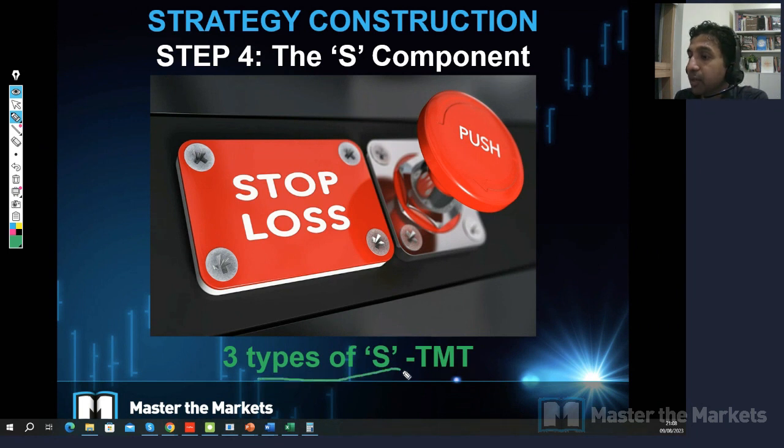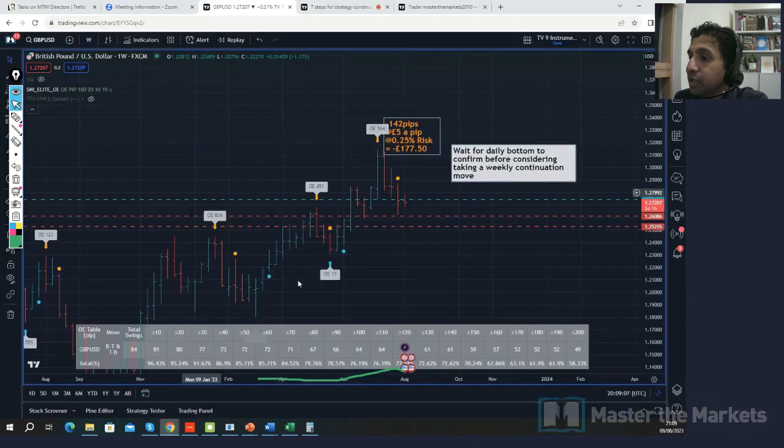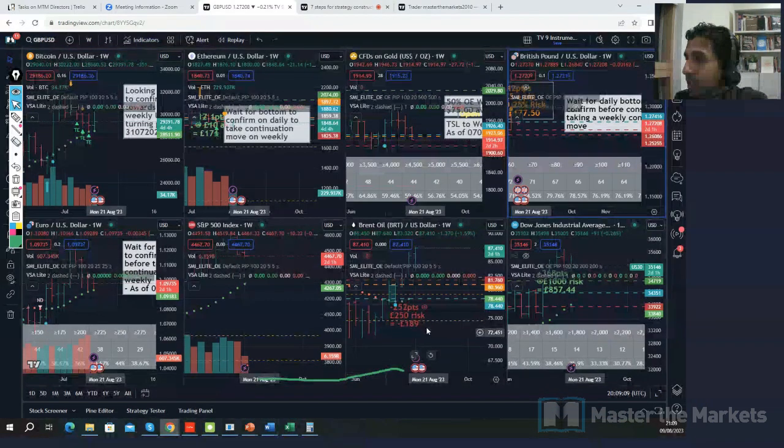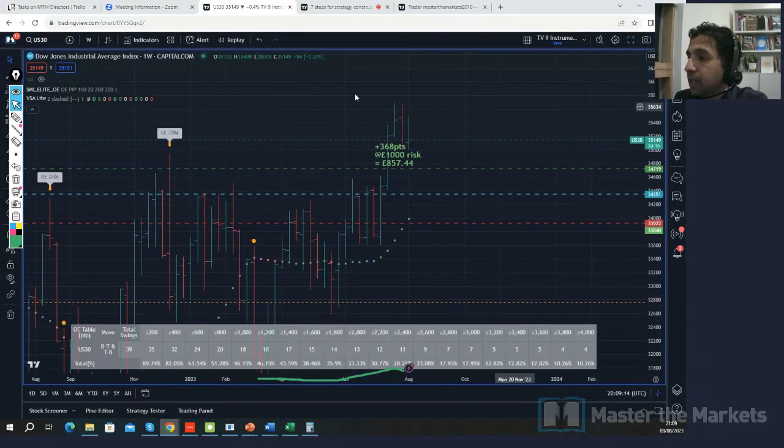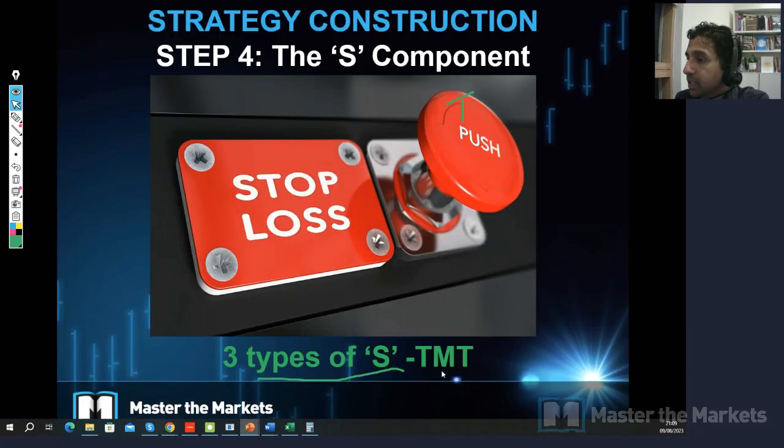First of all, before you think about placing it anywhere, let's take a look at the three types of stop loss. The first type of stop loss, traders, let me go back to the charts again. The three types of stop loss, even if I take a Dow Jones as well, what we can be taking a look at is, one is the T, right? Which is what I spoke about over here. What is the TMT? What does the TMT stand for? What are the different types of stop losses?